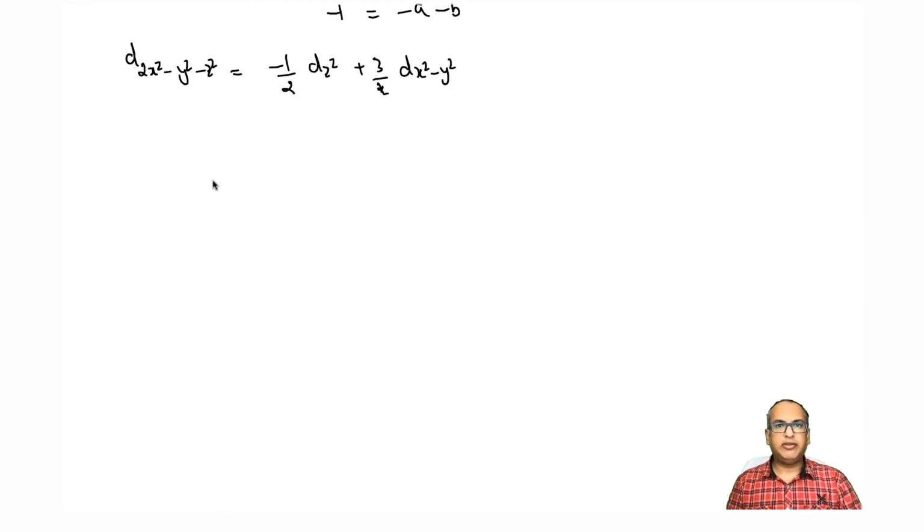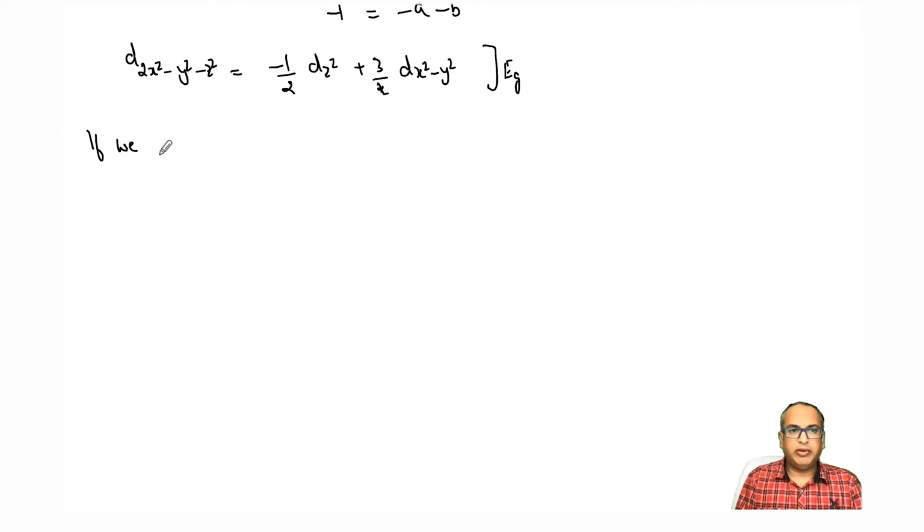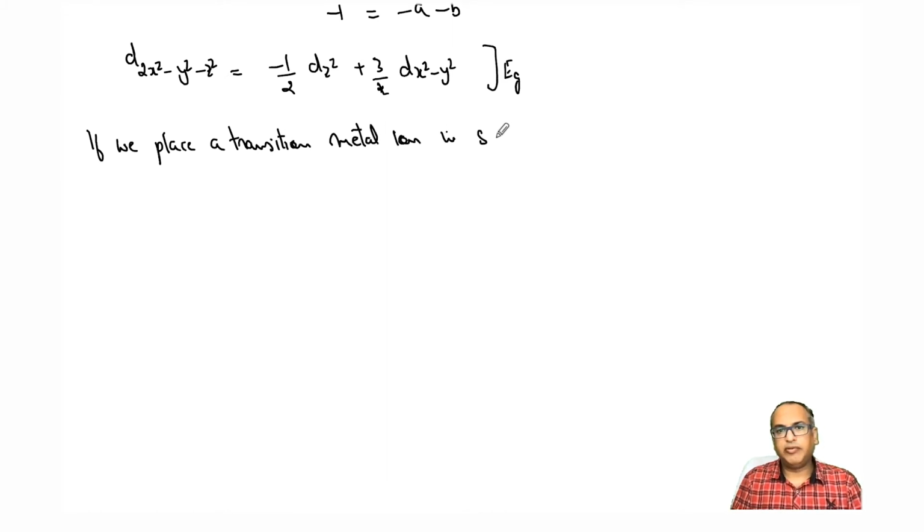So now let us see why Eg set of orbitals. So these are the Eg set of orbitals, right? These are the Eg set, and the other triplet is the T2g set. So why does the Eg set of orbitals increase and the T2g set of orbitals relatively decrease in energy? So let's say if we place a transition metal ion in a spherical field.